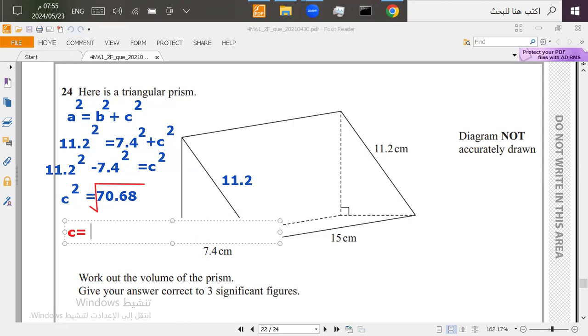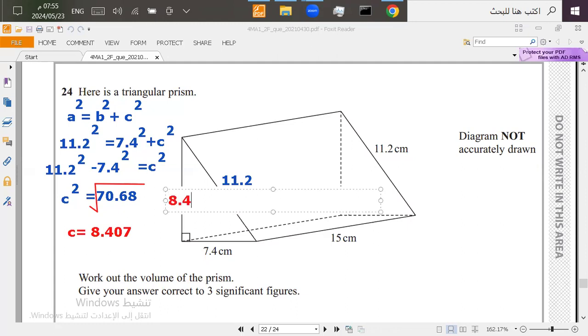70.68, and the answer is 8.4. Okay, let's put it here. So it's 8.407. We're not supposed to round until we get to the final answer, okay? Now, c is 8.407. Let's put it here. So this line is 8.407.